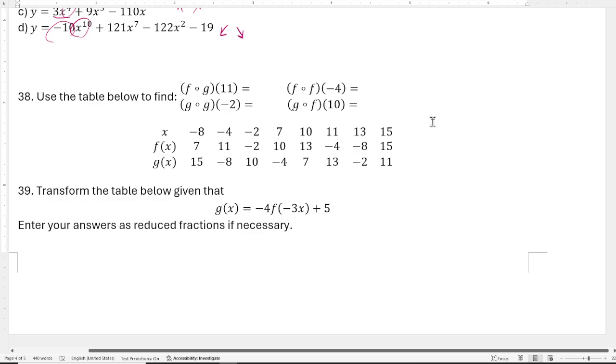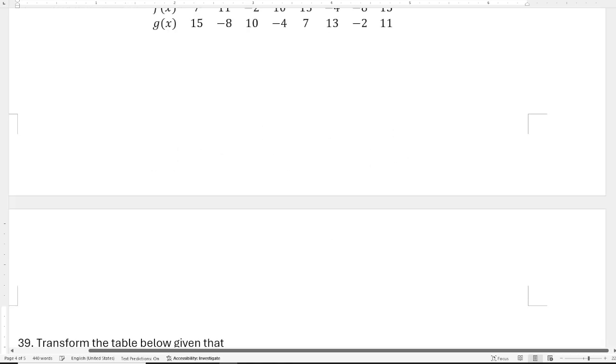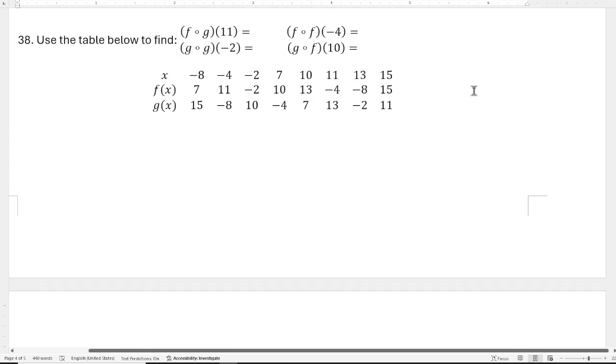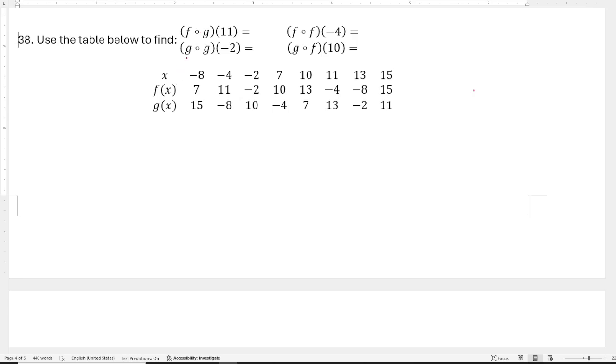All right, use the table below to find f of g of 11, f of negative 4, g of negative 2, and g of f of 10. All right, so let's try to track down these values. First of all, you have to know what this small circle means. This small circle here means one function is plugged into the other. So before you do anything, you have to know the meaning of what this is. It means f of g of 11. Do not try to solve this question without first rewriting it in this form. This is the most important step.